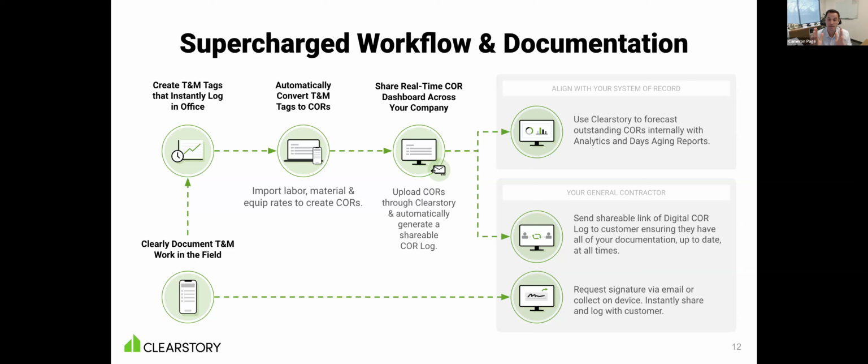We automatically create the PDF package of that change order request, automatically attach all the backup docs. You guys can add things to it, attach additional supporting files. But then as soon as you click submit, it gets emailed to your general contractor and it gets added to your change order log in Clearstory. So what used to take a long time can be done in just a matter of 5 minutes.